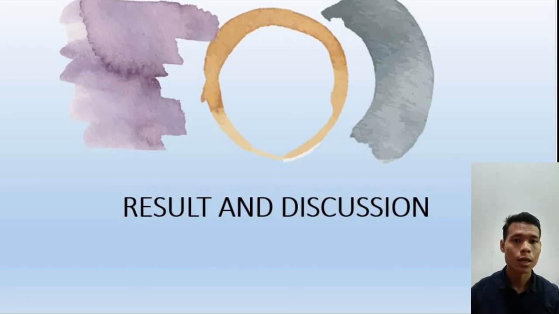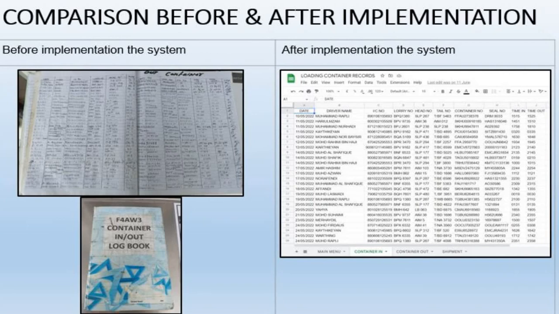Okay, for the result and discussion, as we can see, this is before the implementation of the system and after the implementation of the system. Before implementation, we were using the logbook, as I said, which was the problem that occurred. And the second one is after implementation. As we can see, the previous records are well organized.